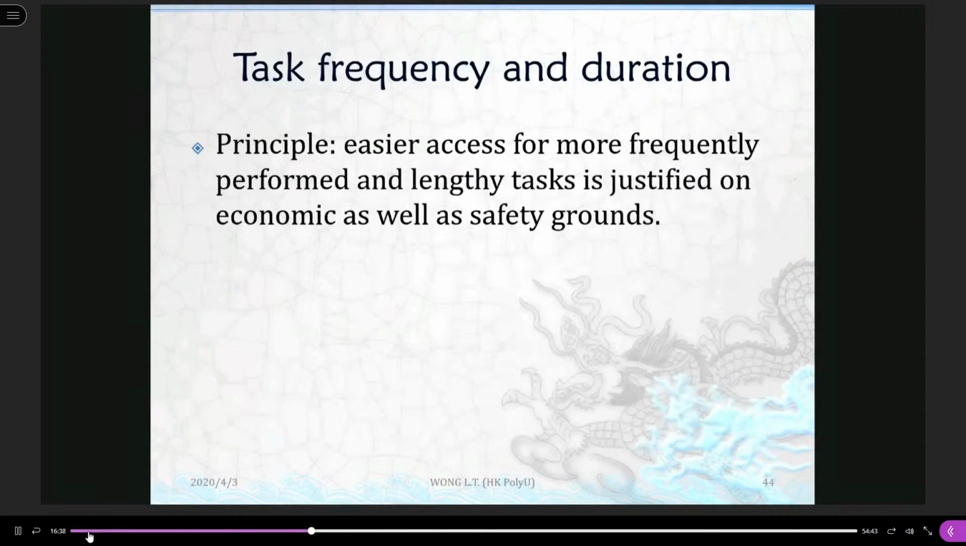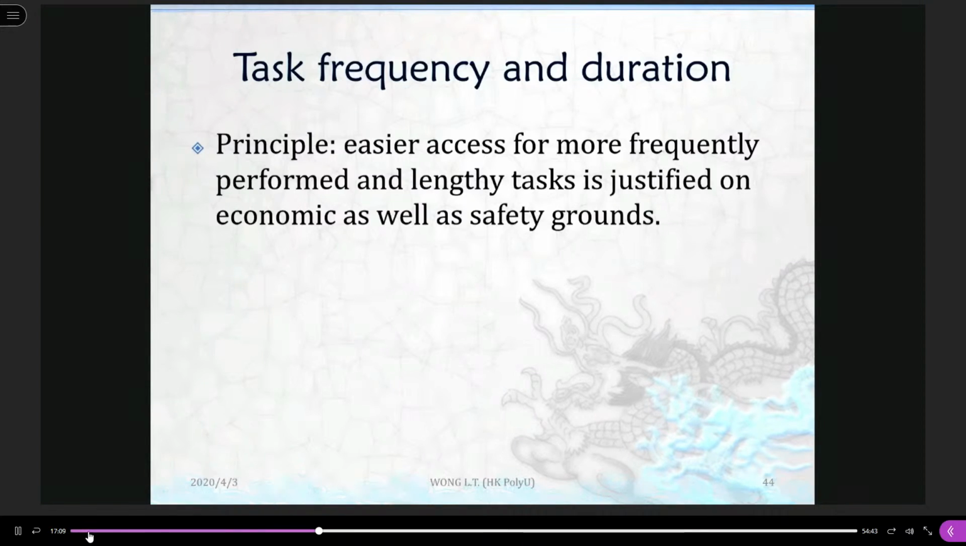Task frequency and duration. The principle is that there should be easier access for more frequently performed tasks. If the task requires more time, lengthy tasks, it is also justified to have easier access. These are based on the balance of the economics as well as the safety concern. And what's the point to be determined? That's negotiable, but the principle is there. More frequent, more lengthy tasks.